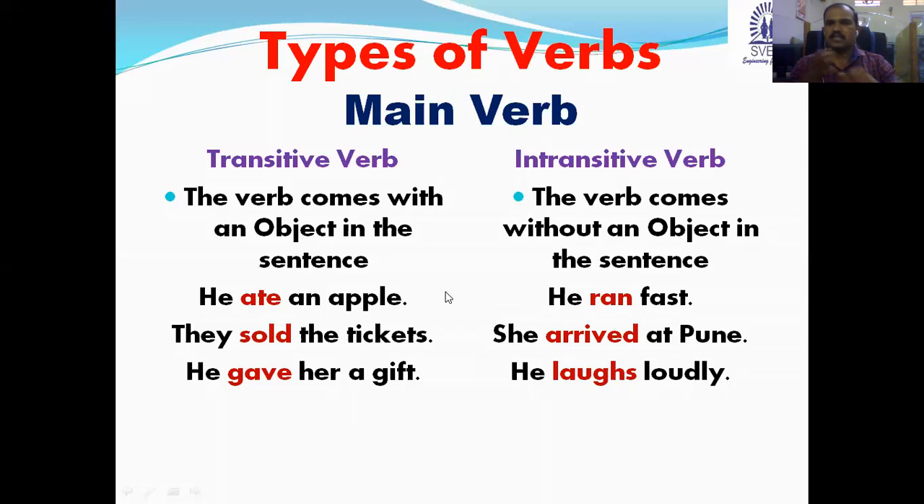Next point is, the next type of verb is the intransitive verb. Intransitive verb. So the verb comes without an object in a sentence. He ran fast. She arrived at Pune. He laughs loudly. So an adverb can come with these types of sentences.